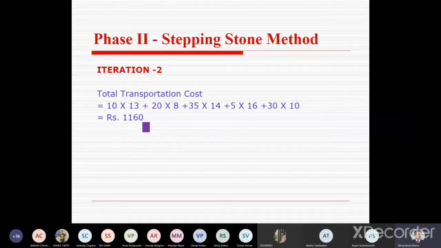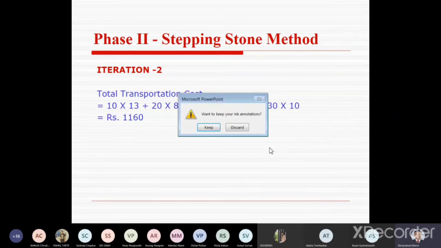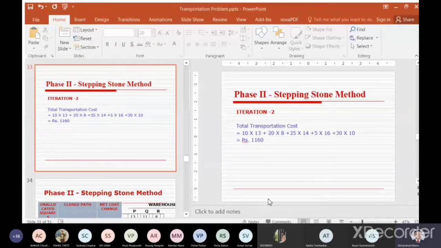So like this, we have to perform the number of repetitions, or iterations, until in the net cost we get all the figures either positive or zero. So like this, we have to continue. For today's lecture we stop here, and we'll continue with the remaining points in the next lecture.